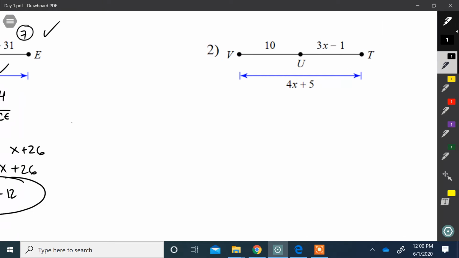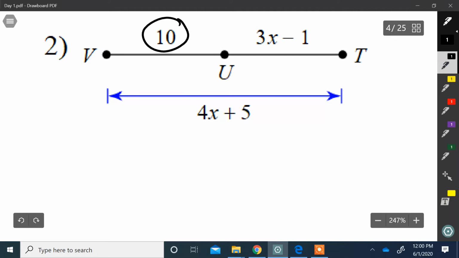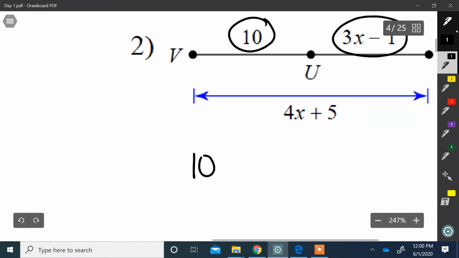All right, you should be able to do this one. I'm just going to set it up for you, and then you can go ahead and pause the video and do the assignment. So this plus this, and by the way, guys, this is called the addition postulate.